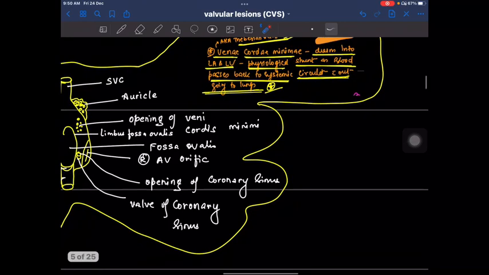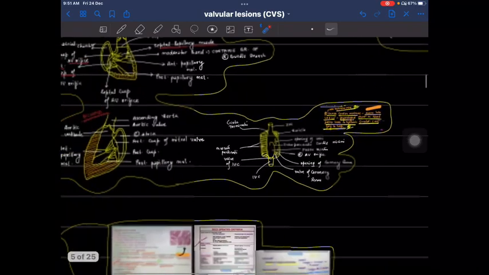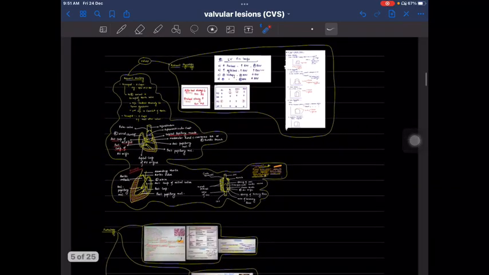Right, shunt means you're bypassing the lung. Right, the blood's supposed to go to the lung and then come back. So shunt means you're bypassing this whole process. Okay, that's why it's called a shunt. So this is the relevant anatomy.